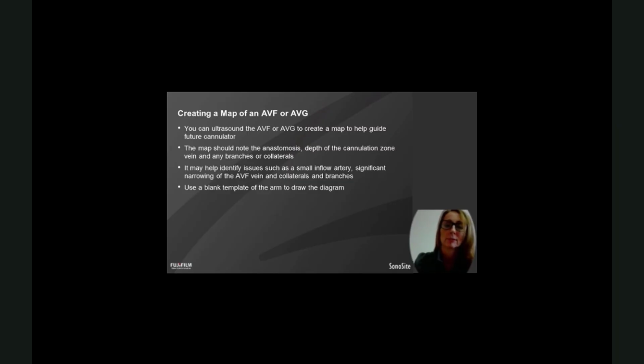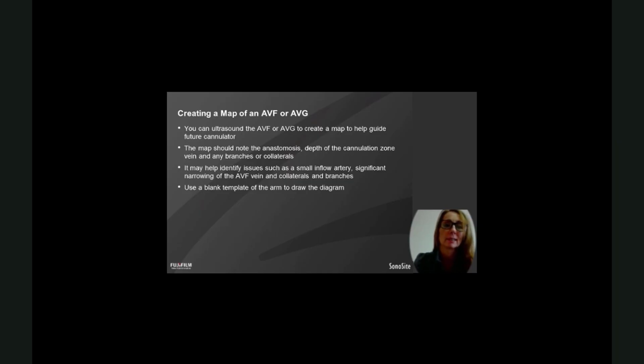We can also identify significant narrowing of the fistula vein. We can measure that and keep that in the history for future reference to make sure it hasn't gotten worse. We can identify collaterals and branches, particularly in deep vessels, so we can alert staff to the risk of having trouble puncturing in those areas and advising them to avoid certain areas.